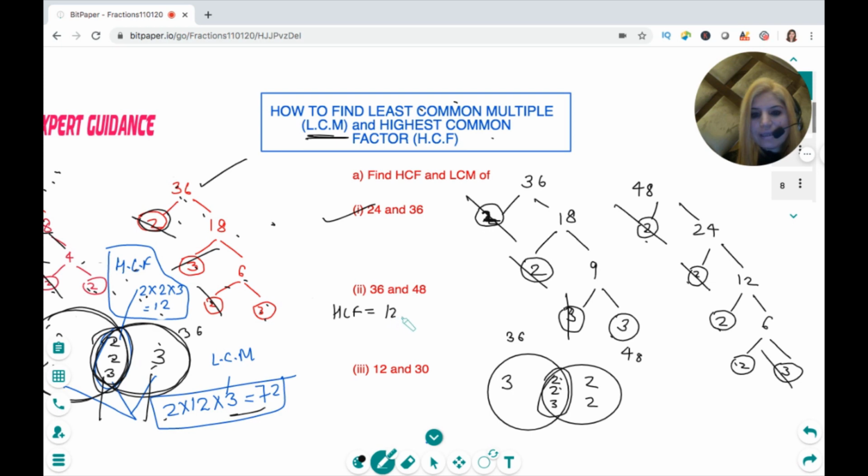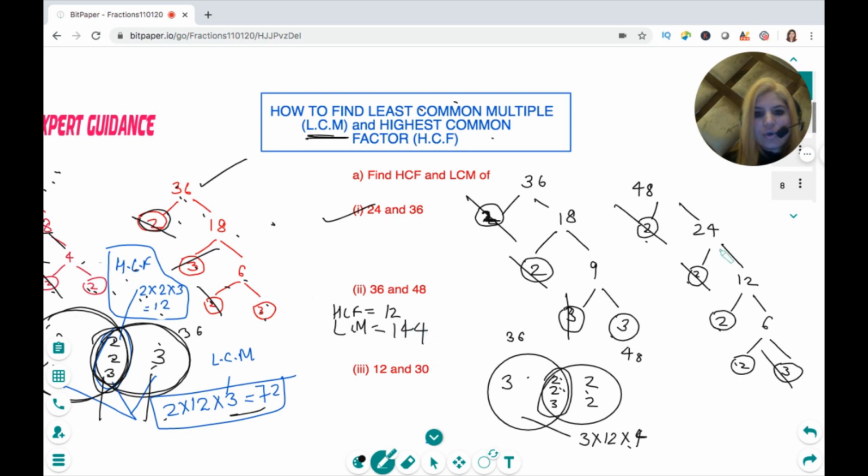Now let's come to LCM. LCM would be multiplying these three sections. So this is 3 times 12 times 4. So that becomes 144. Okay, so I hope this example is clear to you.